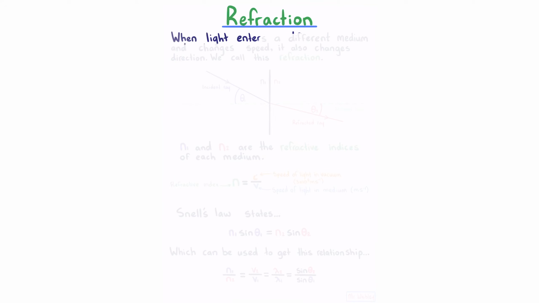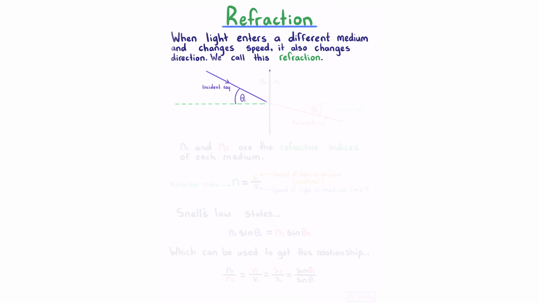Refraction. When light enters a different medium and changes speed, it also changes direction. We call this refraction. So if we consider an incident ray at an angle θ1 to the normal, entering a different medium and refracting to form a refracted ray at an angle θ2 to the normal. We can describe our mediums as N1 and N2, where N1 and N2 are the refractive indices of each medium.